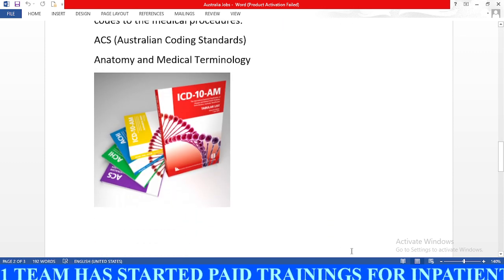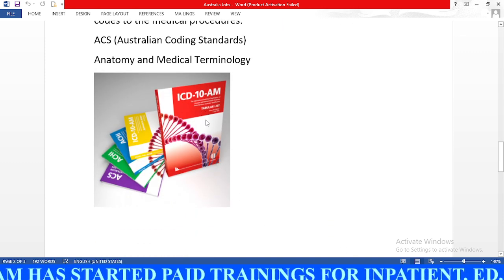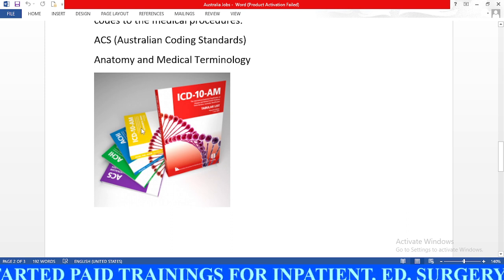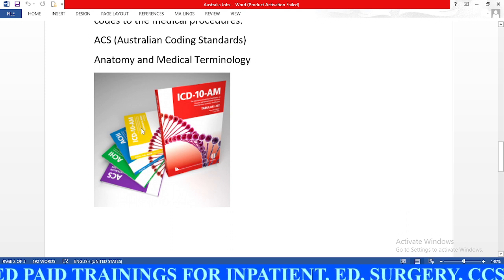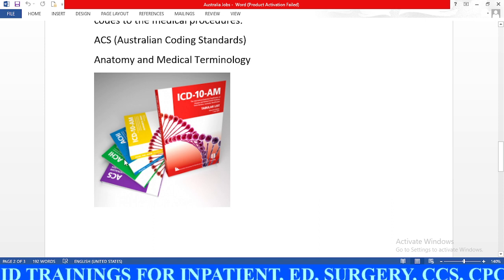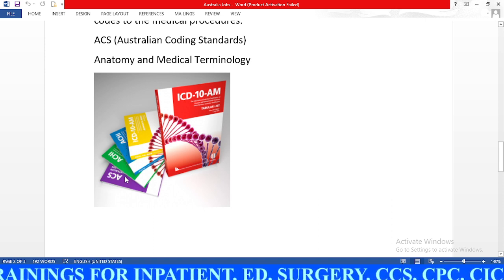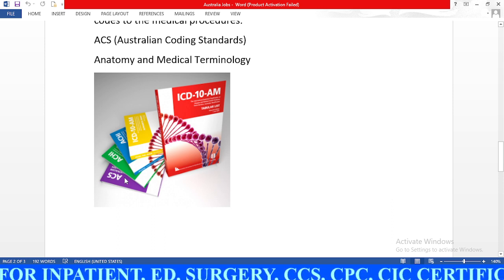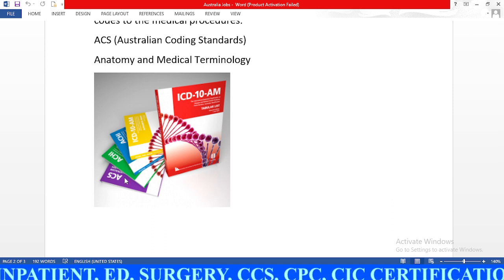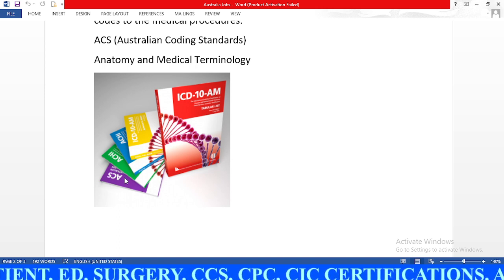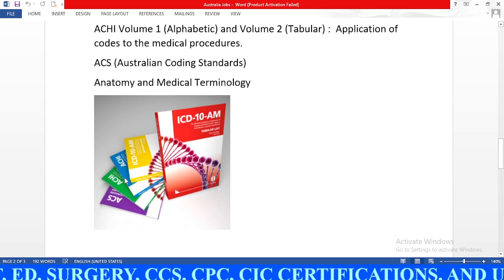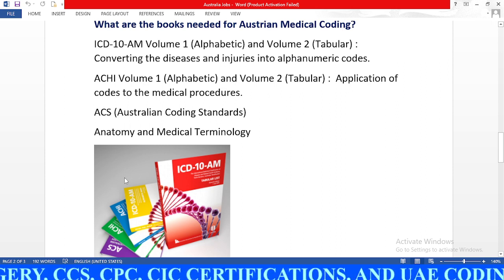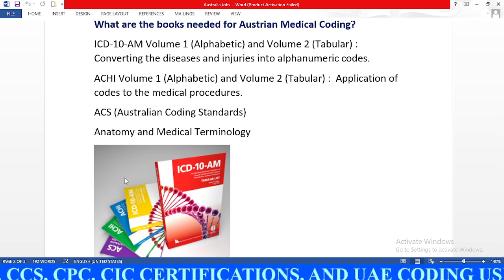So here are the books. This one is the ICD-10-AM tabular list. This is the ICD-10-AM alphabetic index. This is ACHI, and this is ACS, the Australian Coding Standards, which we will use for guidelines in order to code using ICD-10-AM as well as ACHI. Usually we will use ACHI for procedure coding.